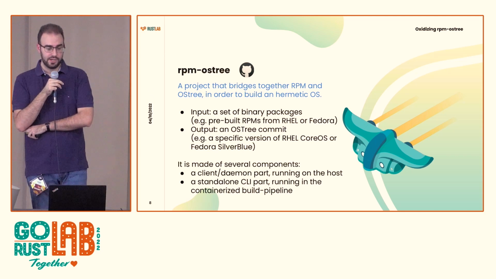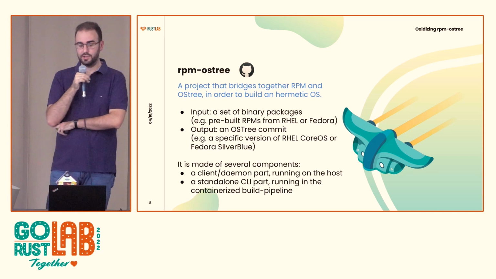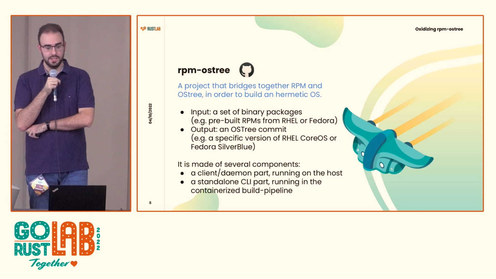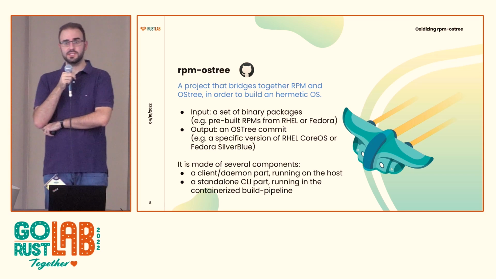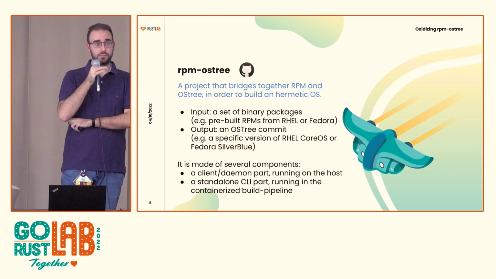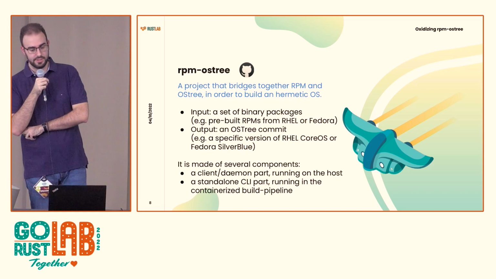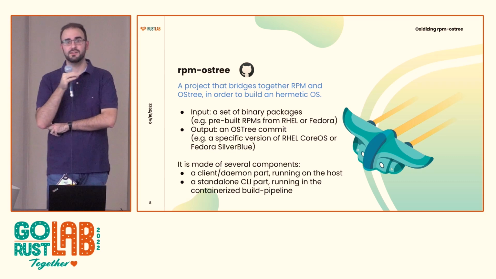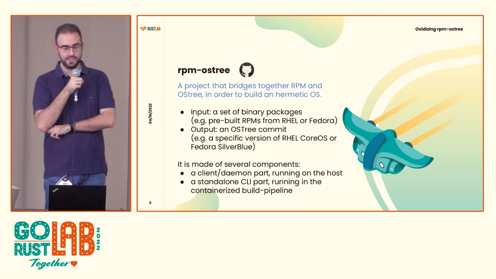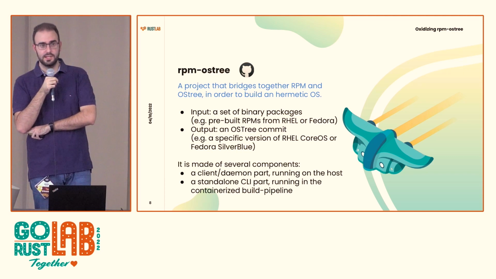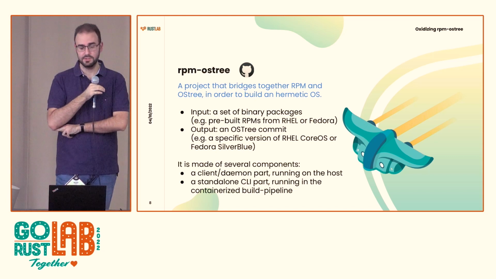And then there is another part which doesn't have this client-daemon split. It's a monolithic CLI application. And that one is what we run for building the operating system itself. You remember this input to output translation. Usually we build the operating system inside some kind of container orchestration, some cluster where we can schedule our containers. So this is a single CLI that runs inside a container, and it does this transformation from RPMs to OSTree.